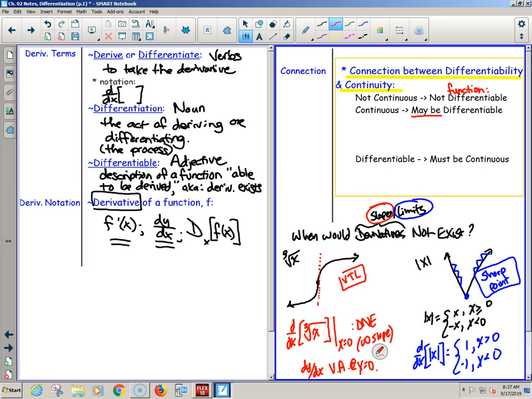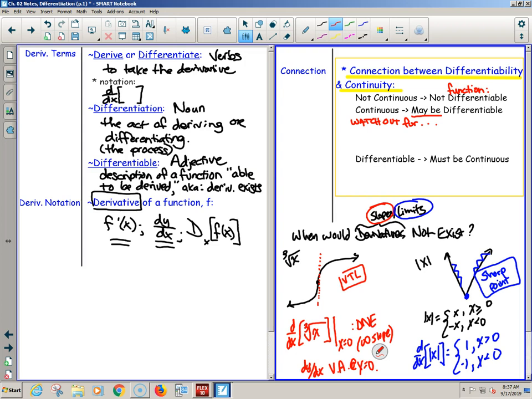If the function is continuous, it may be differentiable. And we're going to put watch out for... We're going to talk about these two guys, the vertical tangent line and the sharp points. And then last but not least, if the function is differentiable, able to be derived, the derivative does exist at a point, then there must be continuity, or else it would have been canceled out. So what are my watch out fors?